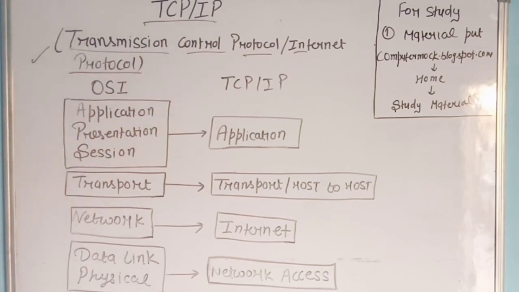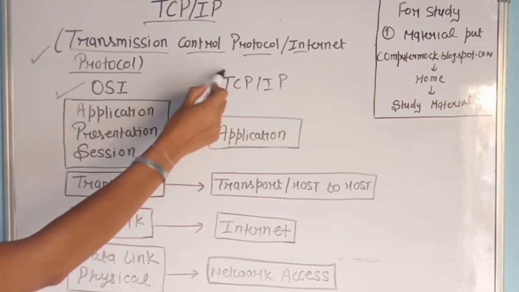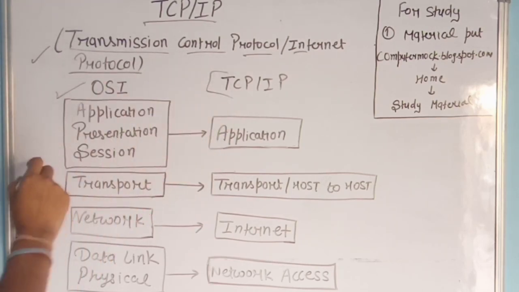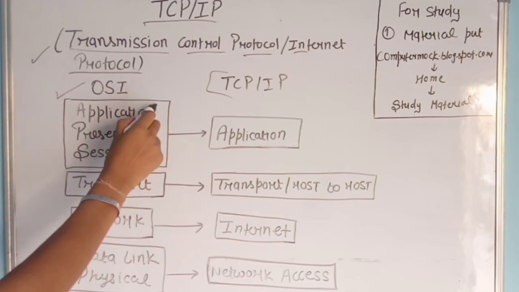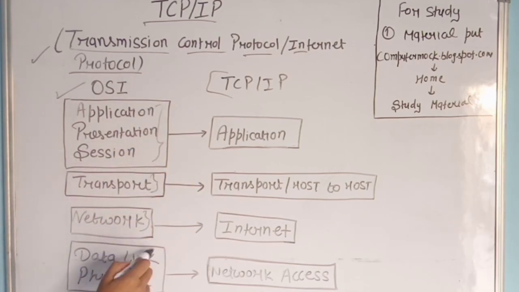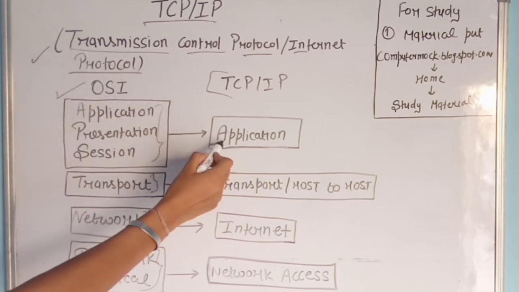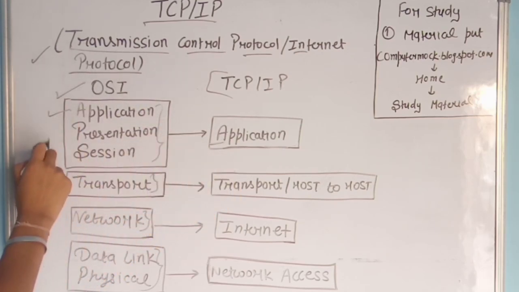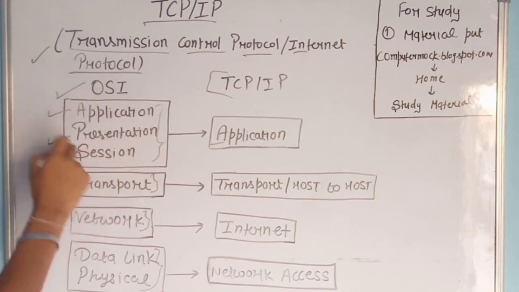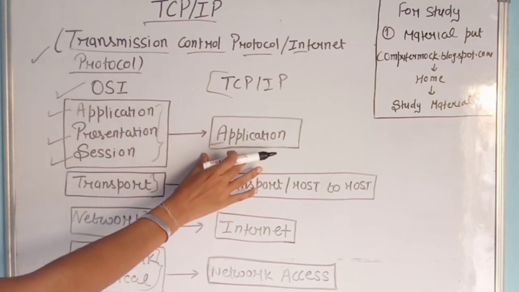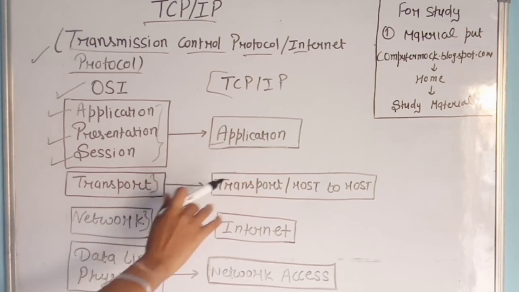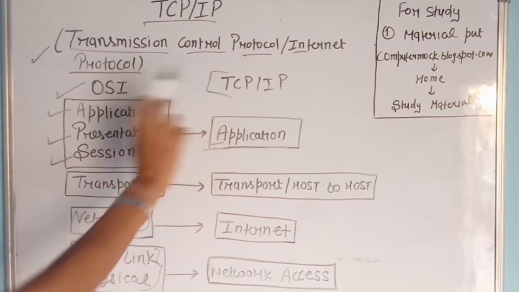Now we will discuss the comparison of OSI and TCP/IP, and how the TCP/IP model was created. OSI is the older version of the TCP/IP model. In the TCP/IP model, all the layers of the OSI model are used, but they are merged. You can see here that the application, presentation and session layers are combined to make a single layer, the application layer, which is the topmost layer of the TCP/IP model.